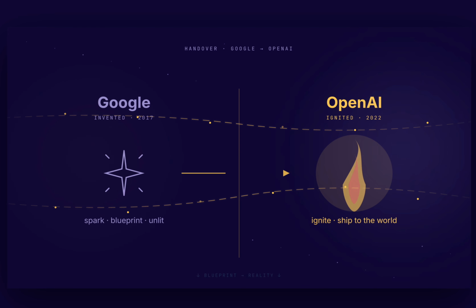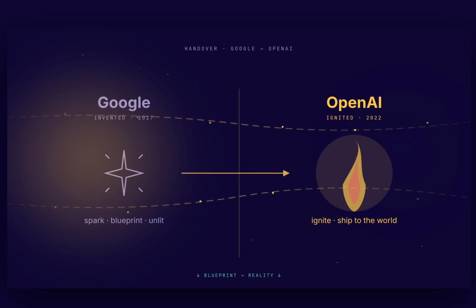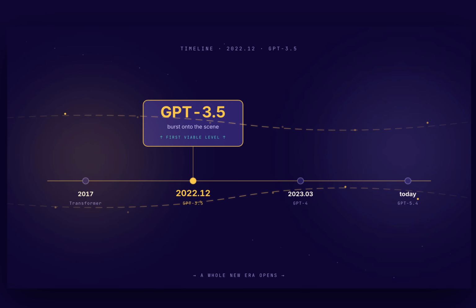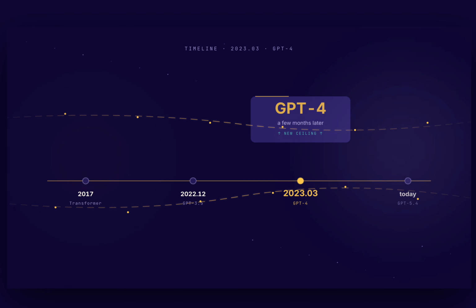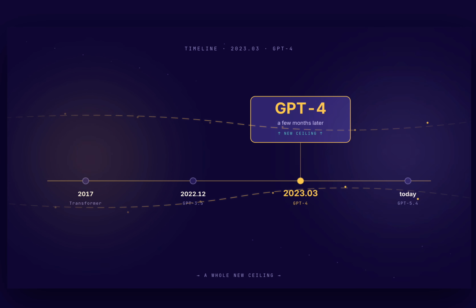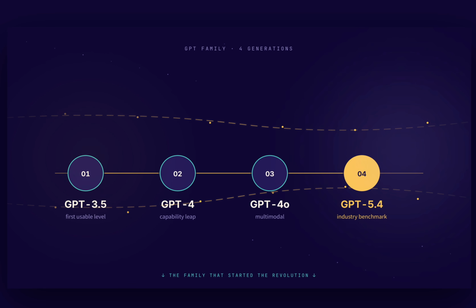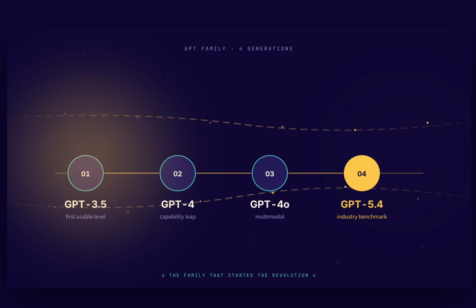Here's the dramatic part. Google lit the match, but it was OpenAI that poured gasoline on it and set the whole world on fire. Right after that, GPT-3.5 dropped out of nowhere. It was the first model that was actually usable in the real world. Just a few months later, GPT-4 launched. It pushed the ceiling of what AI could do to a whole new level. Honestly, the GPT family is basically the crew that kicked off the entire AI wave we're living through.